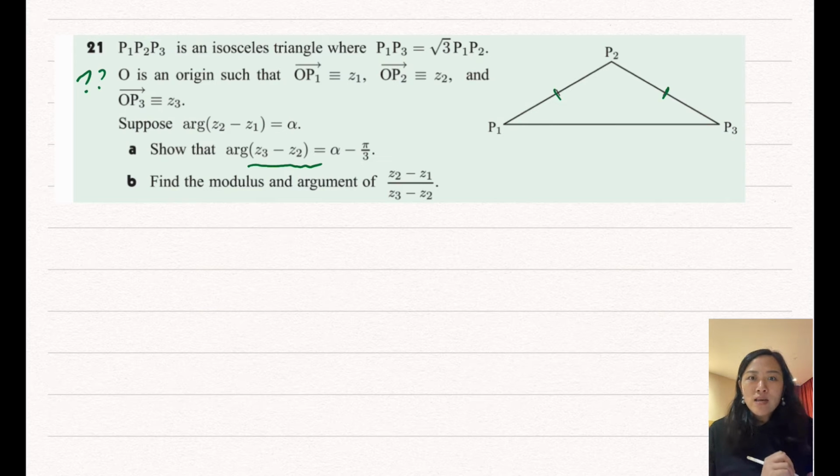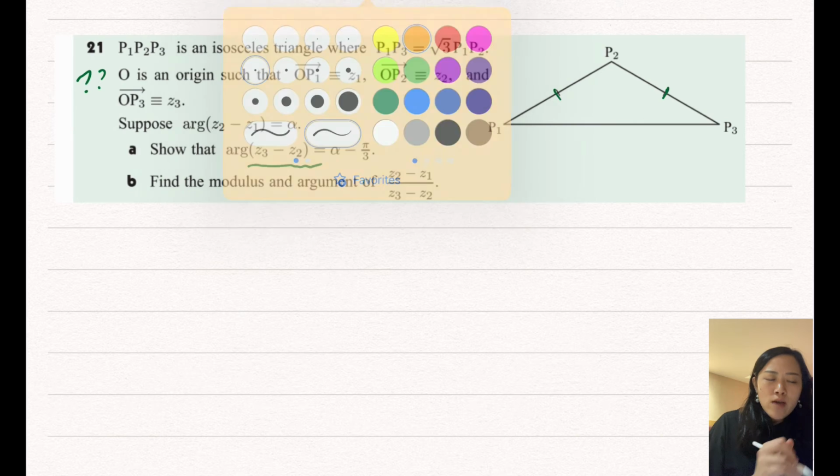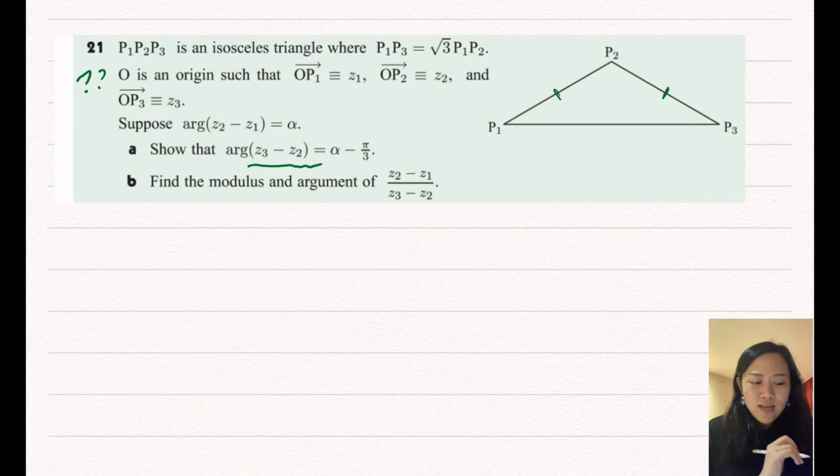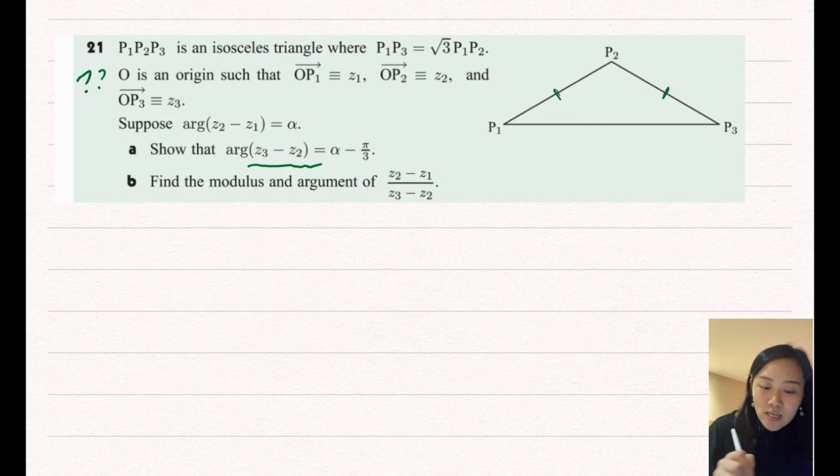And that also means that wherever this origin is, it's not going to affect your conclusion. You will always be able to show that the argument of Z3 minus Z2 is alpha minus pi on 3, right? Everything is calculated for you. And on the other hand, you can put this origin wherever you want. So if I were you, I'd be looking for a place where it will simplify everything for me. So where would I put this origin O so that Z1, Z2, Z3 are conveniently where I want them to be, right?